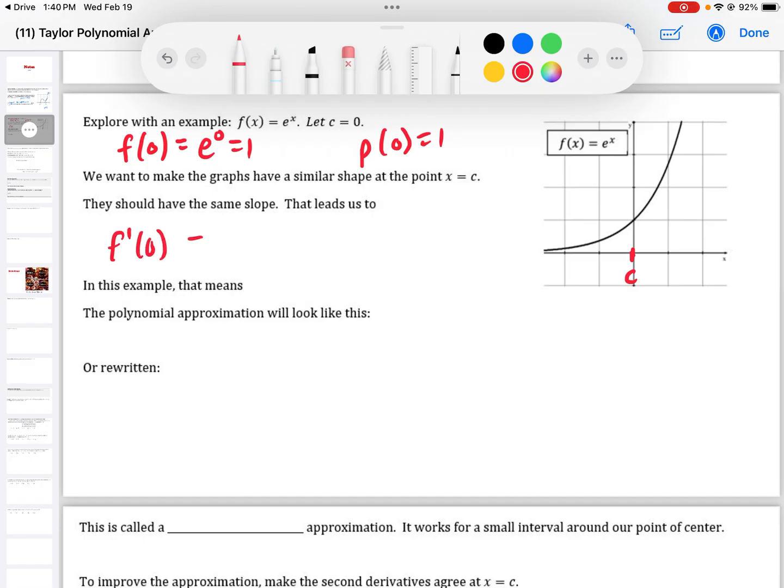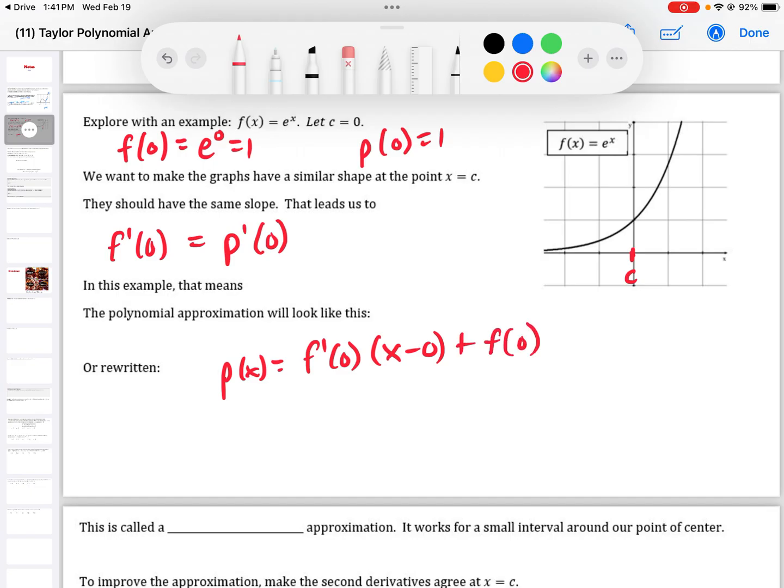They should also have the same slope. So f prime of 0 needs to be equal to p prime of 0. In this case, I might say p prime of c, but the derivative of the function f, I want to have the same slope as the other one. So what I can do in this example, the polynomial approximation would look like this. The tangent line p of x is equal to the derivative at 0 times x minus 0 plus f of 0. And that should look really familiar.